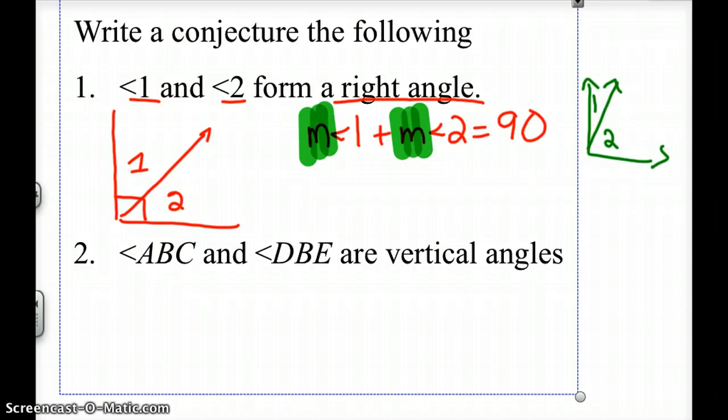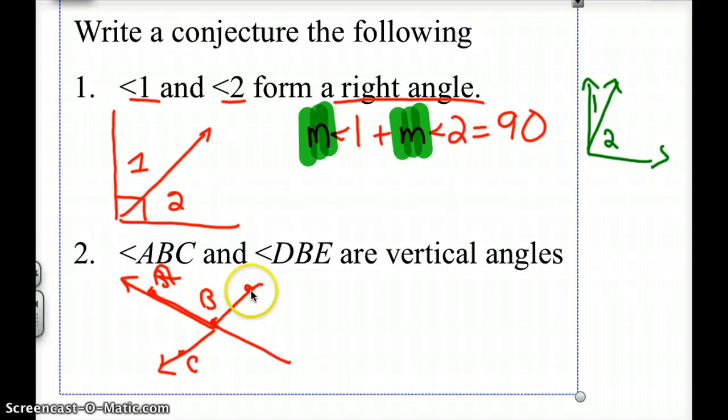Let's take a look at example number 2. I've got angle ABC and angle DBE, which are vertical angles. So I've got A, B, C, and now I need DBE to be vertical angles. This is A, this is B, so I'm going to extend those. Here's where B is. This is going to be D, and this is going to be E. Okay, so those are vertical angles. I'm talking about this angle here and that angle there.